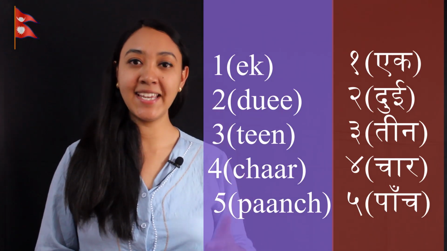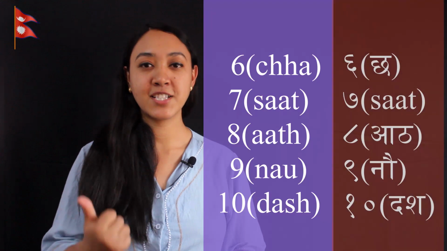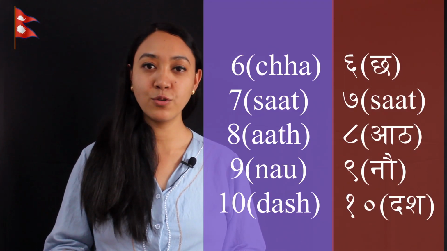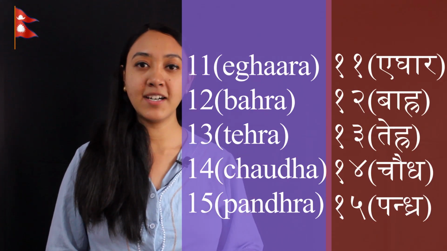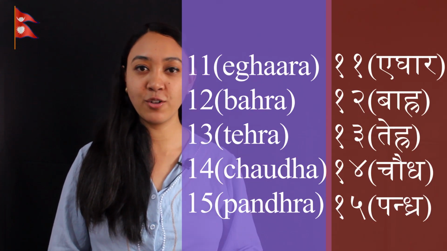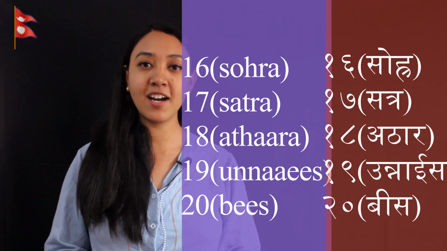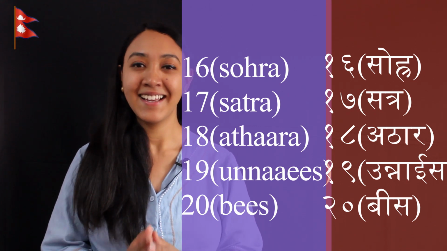So in a summary, ek, duee, teen, char, panch, cha, sat, आठ, नौ, दस, एघार, बाह्र, तेह्र, चौध, 15, 16, 17, 18, 19, 20.